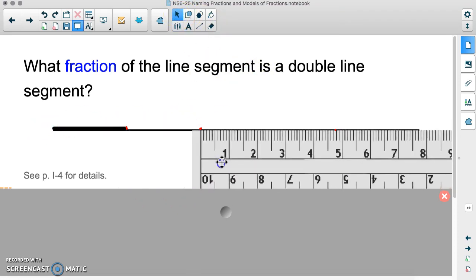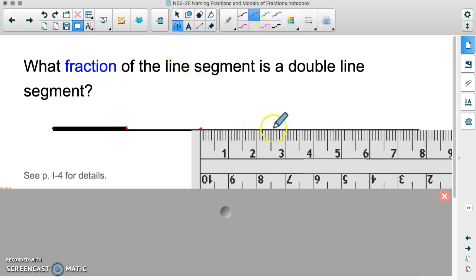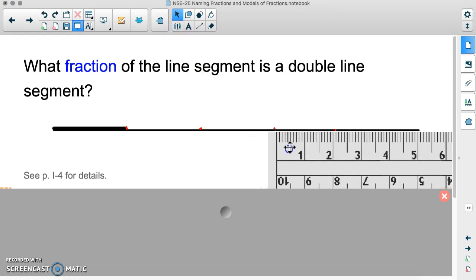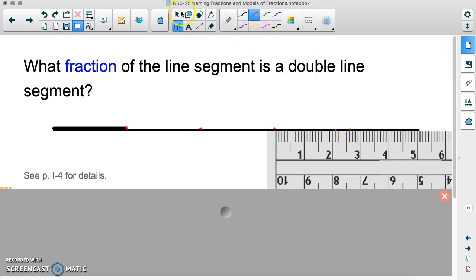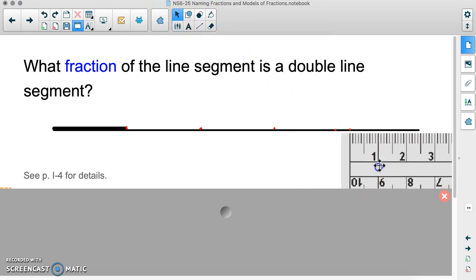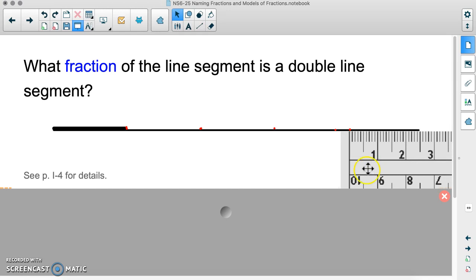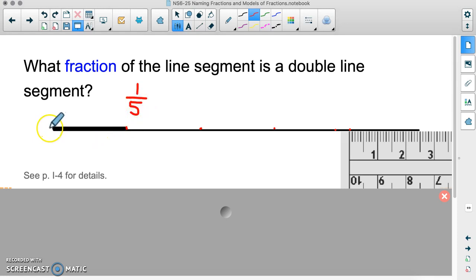Now we can move our ruler down, find again 2.6, that would be 3. Move it down again. This would be 4. And then that should be 2.645. So we would say that this fraction of the line segment is 1/5 of the whole line segment, because we can take this thicker part, the double line, and have 5 of them that make up that full line.